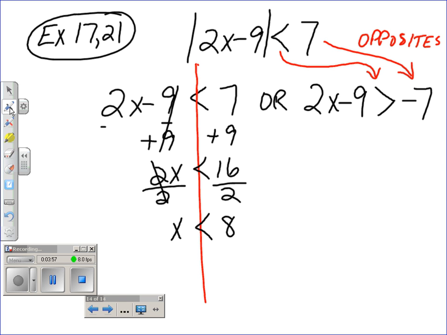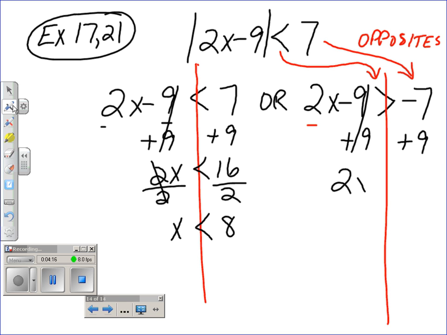There's our first answer. What about over here? Here's my fence. I want to get rid of the 9 and then the 2. Same pattern. So how do I get rid of 9? Add 9 to both sides. 9's are gone. I have 2x is greater than 2. And then divide that 2 off of there. And x is greater than 1.